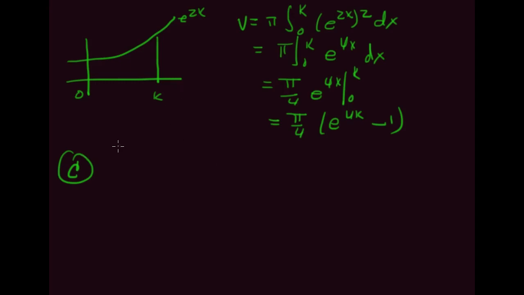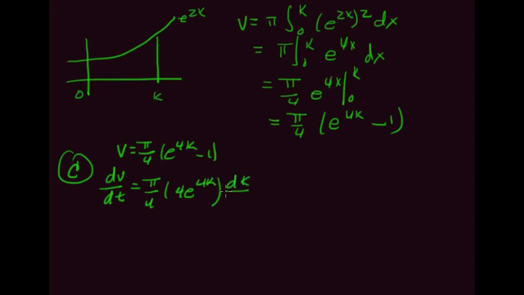So we just found that volume in terms of k is pi over 4 times e to the 4k minus 1, which means dV/dt is going to be pi over 4. That's just a constant. Derivative of the inside, which is 4e to the 4k, right? And then that's going to be dk/dt, because this is implicit.